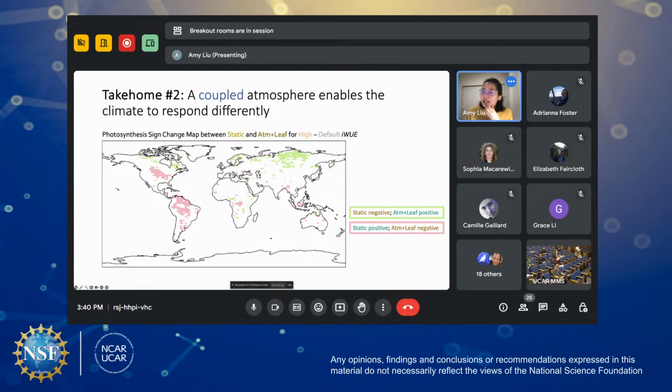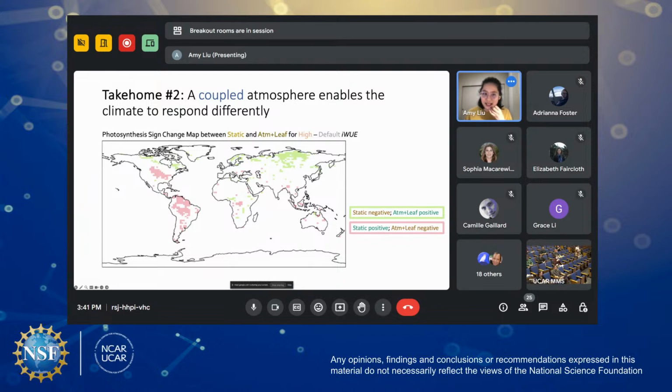Yeah, I did only pull out the statistically significant differences in the photosynthetic response for both the static and atmosphere plus leaf case for this plot, so it might have gotten filtered out in that sense.